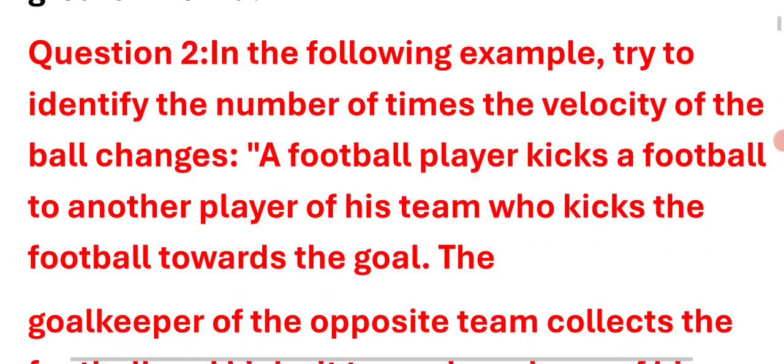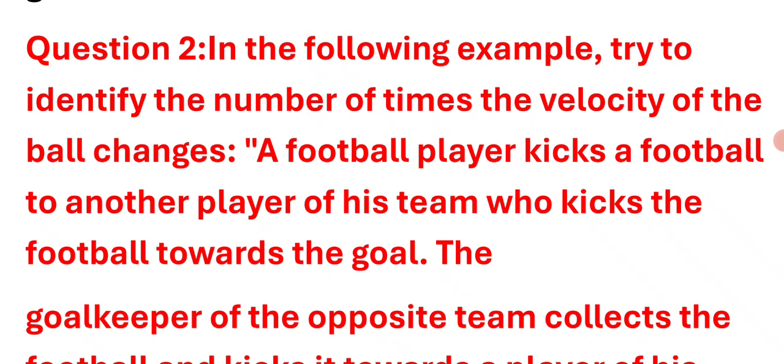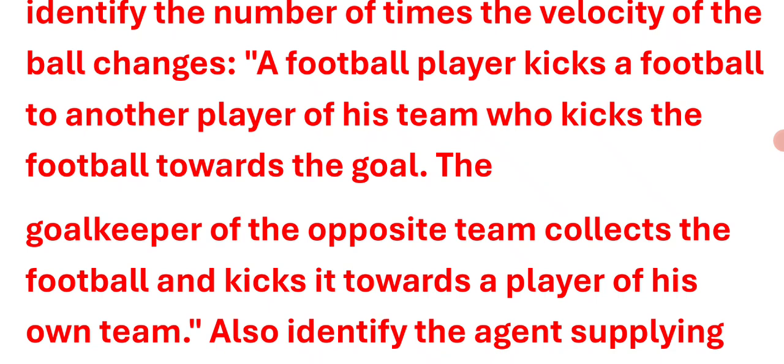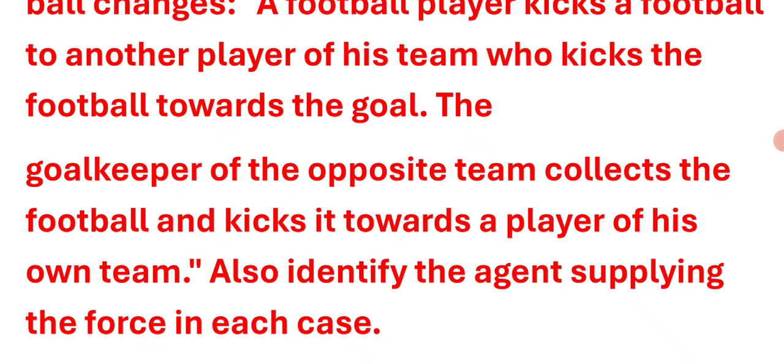Main question number 2. In the following example, try to identify the number of times the velocity of the ball changes. A football player kicks a football to another player of his team, who kicks the football towards the goal. The goalkeeper of the opposite team collects the football and kicks it towards a player of his own team. Also identify the agent supplying the force in each case.